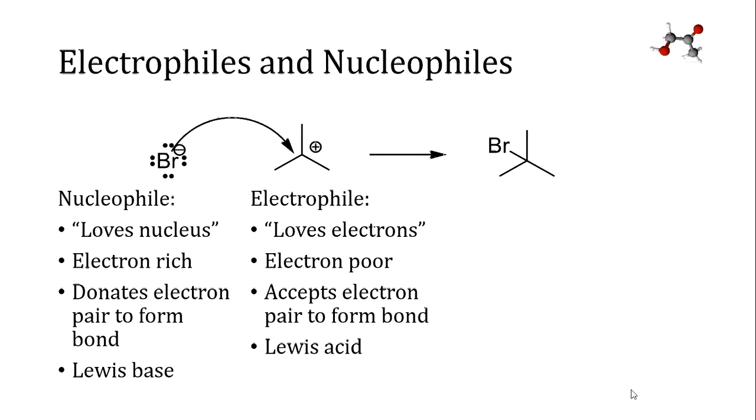Things that donate electron pairs to form bonds are Lewis bases, and so again, the overlap between Lewis bases and nucleophiles is pretty straightforward. Everything that's a Lewis base is a nucleophile, and vice versa. The reason why we make the distinction that the acid-base behavior is thermodynamic and the nucleophile electrophile behavior is kinetic is because some things are good bases but poor nucleophiles, and vice versa. There's some things that are really, really good nucleophiles that are very, very weak bases.